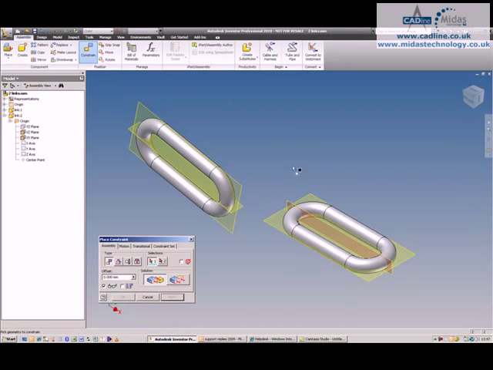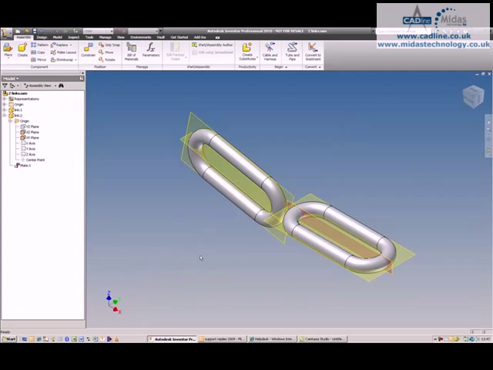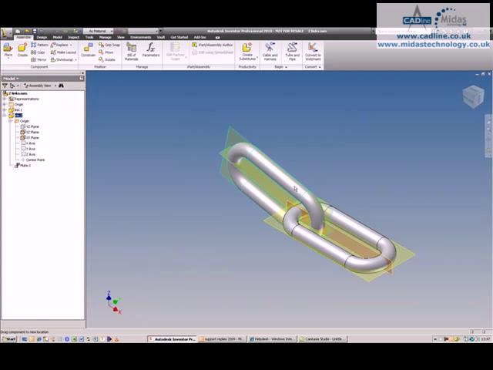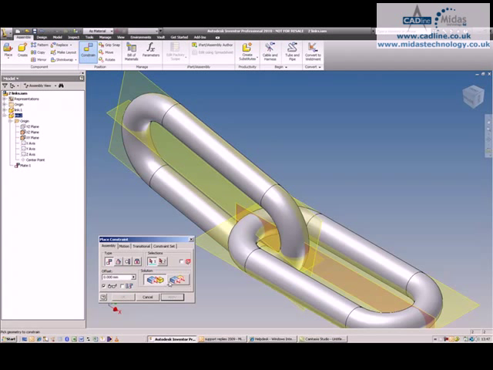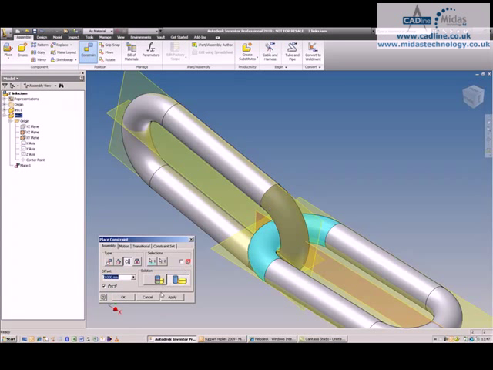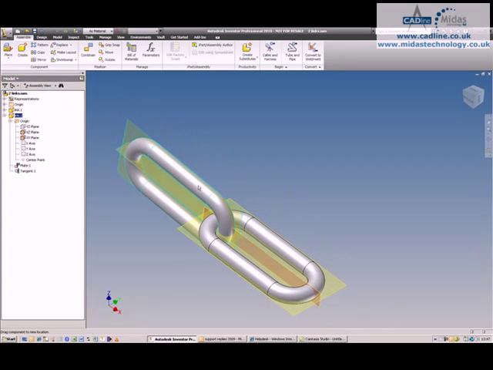In this tip and trick, we're going to have a look at the constraints you'd use to create a realistic looking chain. So what I've done is I've basically mated those two planes together using a coincident. And I'm now going to apply a tangent constraint to the inner circular faces of the link. There we go. Okay.